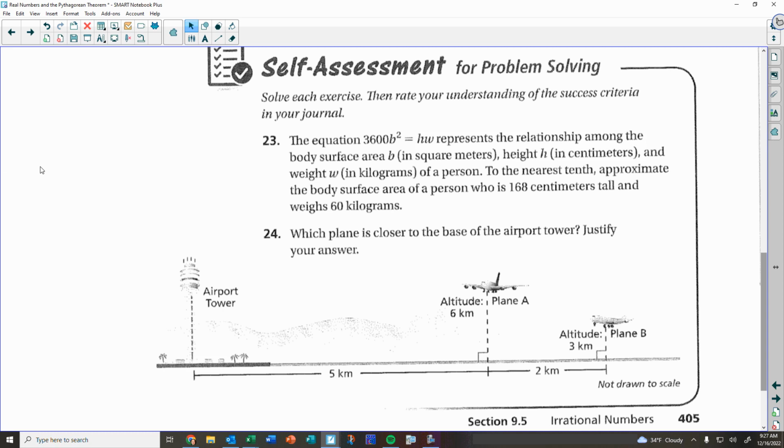So in 23, we had to use this equation: 3600 b squared equals the h times the w. The b is your body surface area in square meters, h is the height, and w is the weight in kilograms. Now, it says to the nearest tenth, approximate the body surface area of a person who is 168 centimeters tall and weighs 60 kilograms. So they give us these 2 variables, and we're going to plug those in.